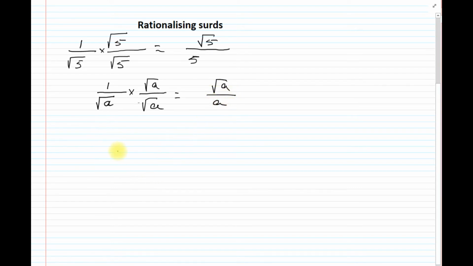Another example, let's look at, say, 4 over square root of 3. This will be equal to 4 times square root of 3 divided by root 3 times square root of 3, which will be 4 square root of 3 divided by 3.